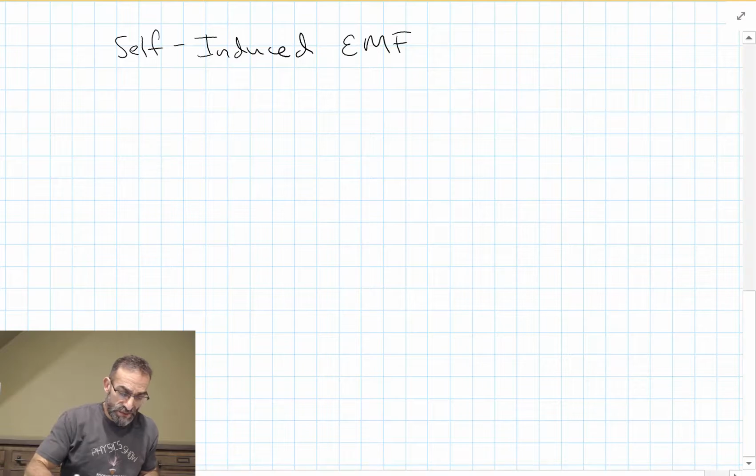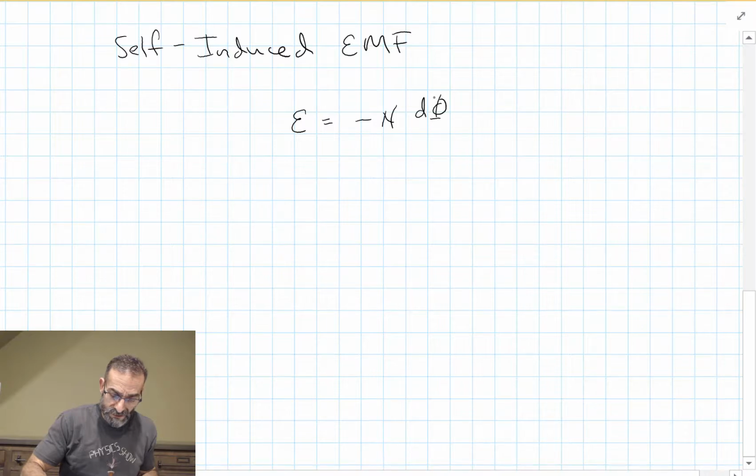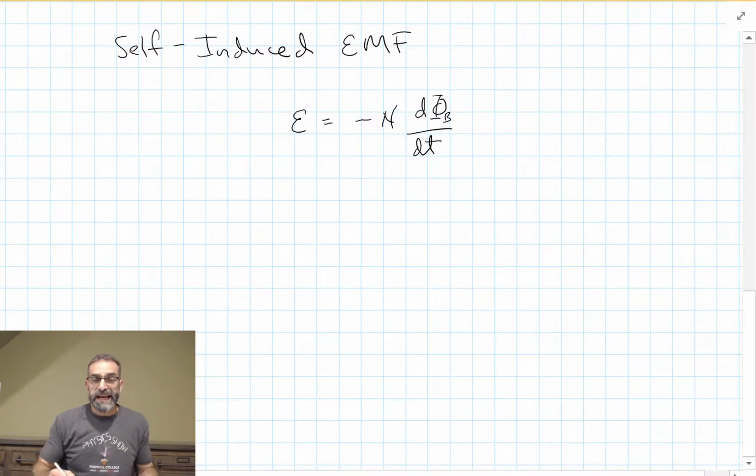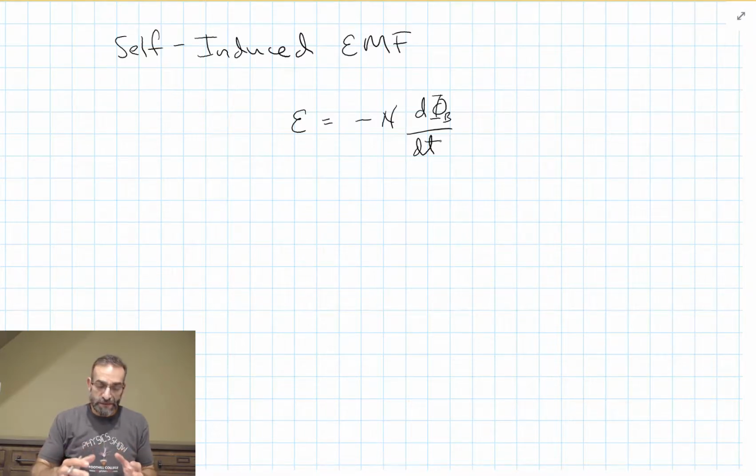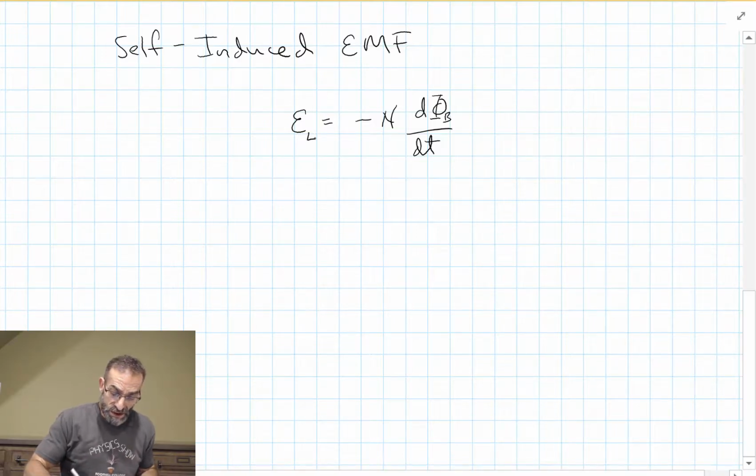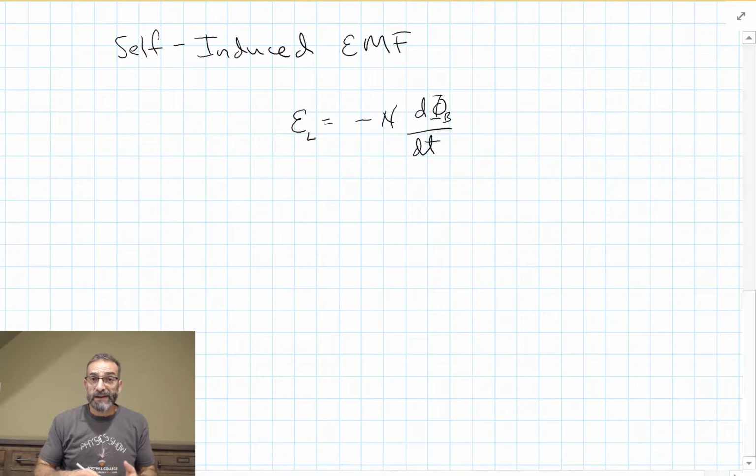We know from Faraday's law that the EMF generated is minus N dΦ/dt, the change in magnetic flux per time. Since we're talking about the circuit itself, the self-induced EMF, we put a little subscript here. The L is a symbol we use for inductance.